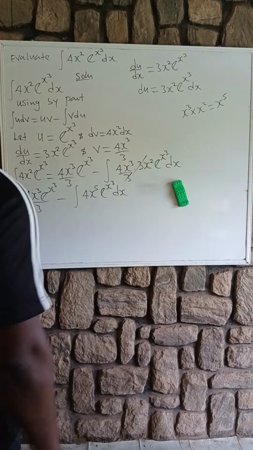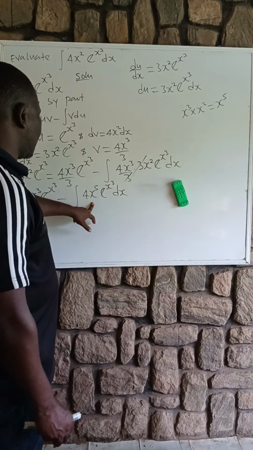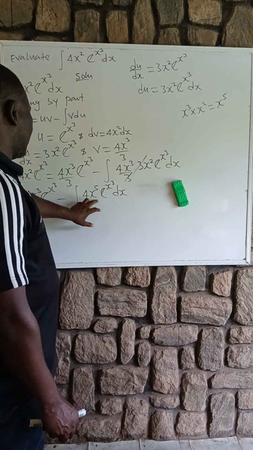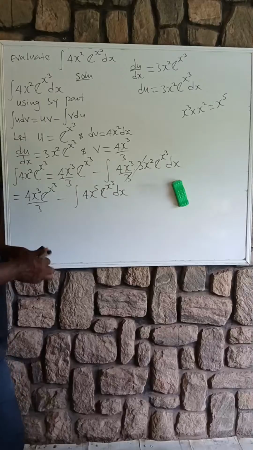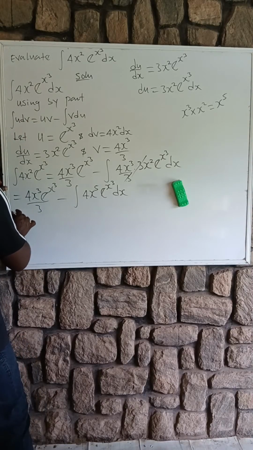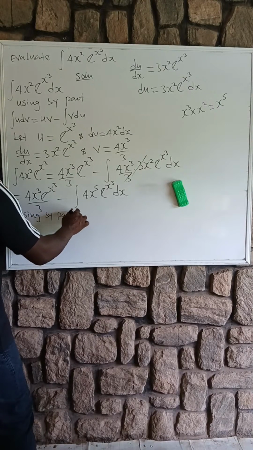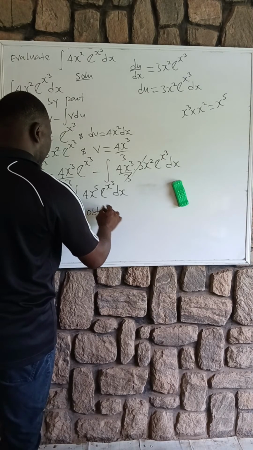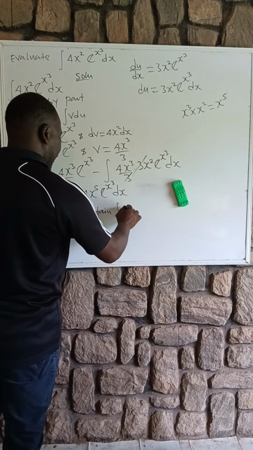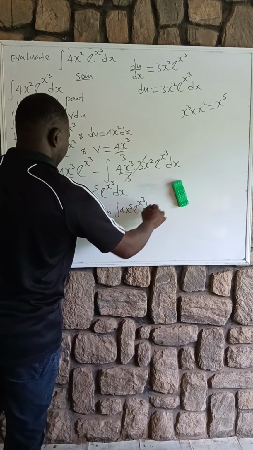So let's proceed further. It means we are still going to use by parts here, this integral. We'll still make use of this formula as usual. We now say we indicate using by parts to obtain integral 4x raised to the power 5 exponential x raised to the power of 3 dx.